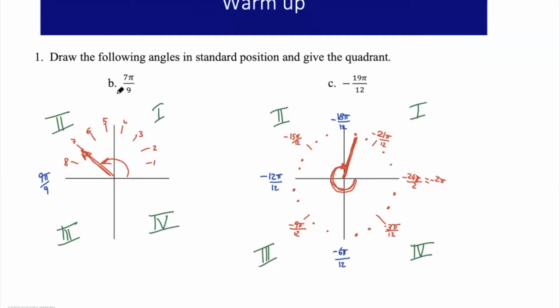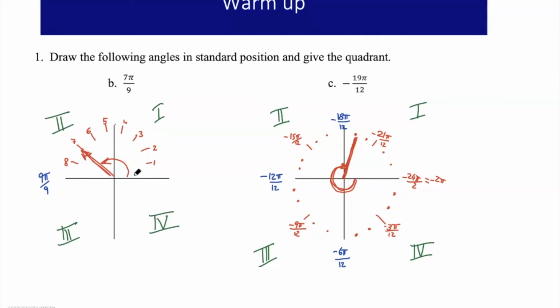Now what I did, I had 7 pi over 9, so I divided my semicircle, half of my revolution, into 9 parts, and I called the 180 degrees, the straight angle, 9 pi over 9. I divided it in 9 equal parts, and I counted 7 of these. So 7 pi over 9. Notice that I tried to make them as equal as possible, and I did not mark this one because this is between 4 and 5 ninths. So it will be exactly halfway, 4.5 ninths.